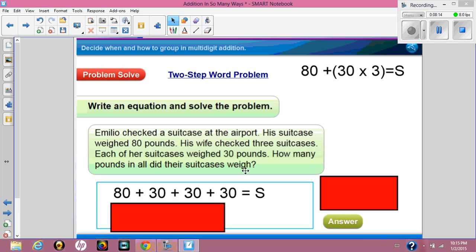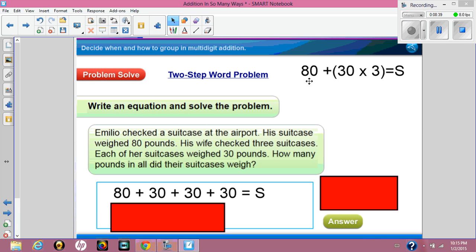One of the problems that happens with this kind of word problem is that we forget to add this number 3 times. So I created an equation to identify that. 80 plus 30 plus 30 plus 30 equals S for suitcases. You know, we can use any of the numbers or any of the letters, and that's what I used.